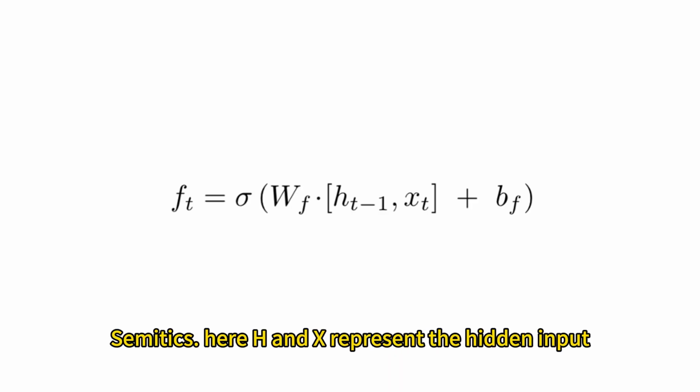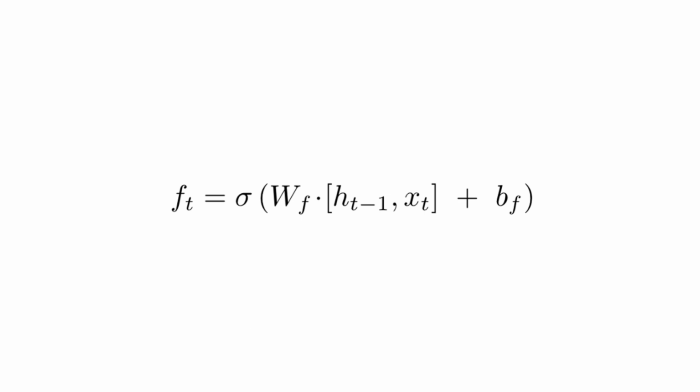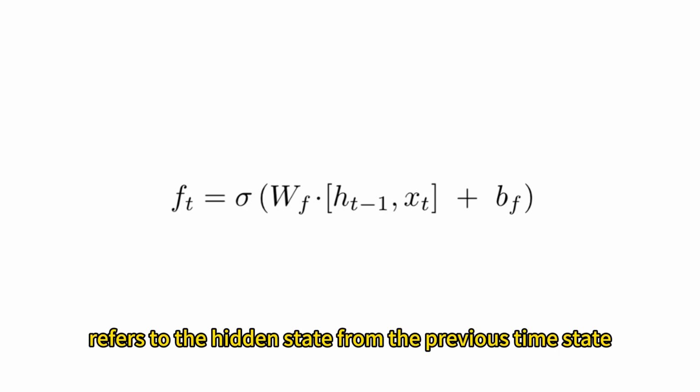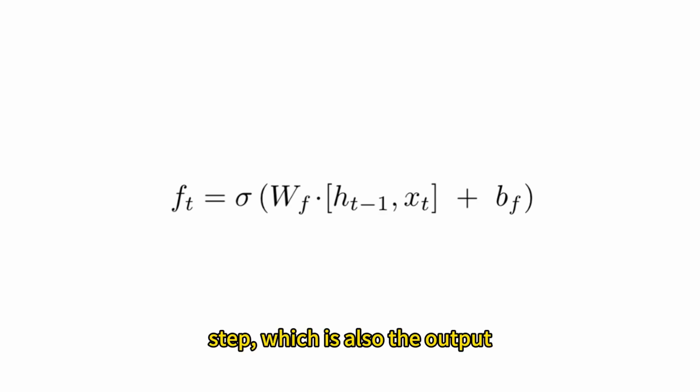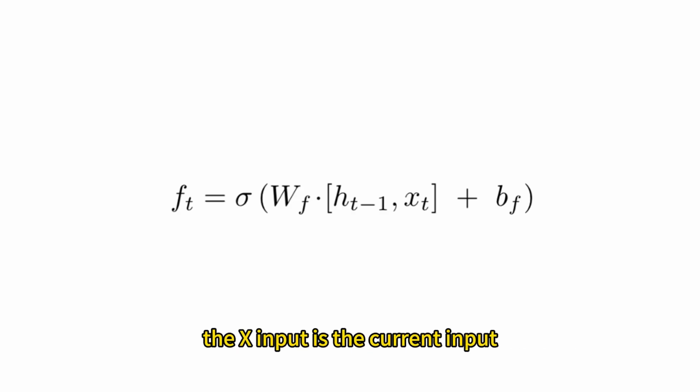Here, H and X represent the hidden input and the current input, respectively. The hidden input specifically refers to the hidden state from the previous time step, which is also the output result of each time step and the model's summary of the current moment. The X input is the current input, the raw data the model receives at the current time step.